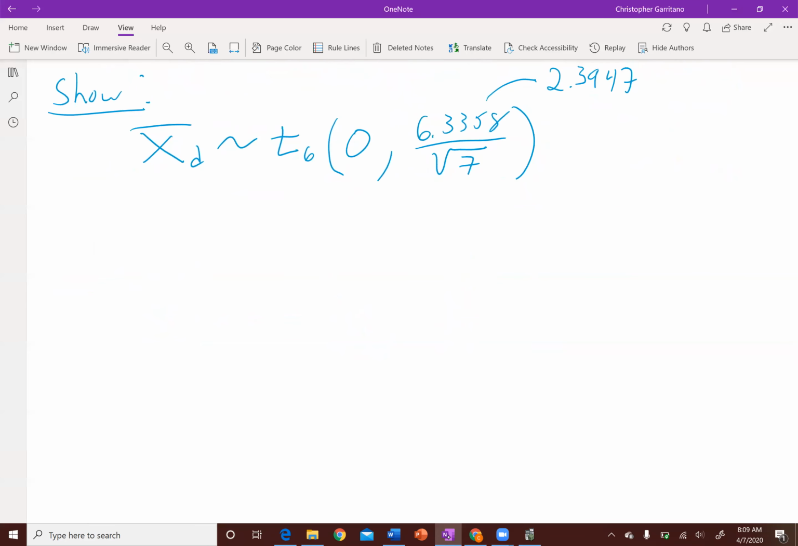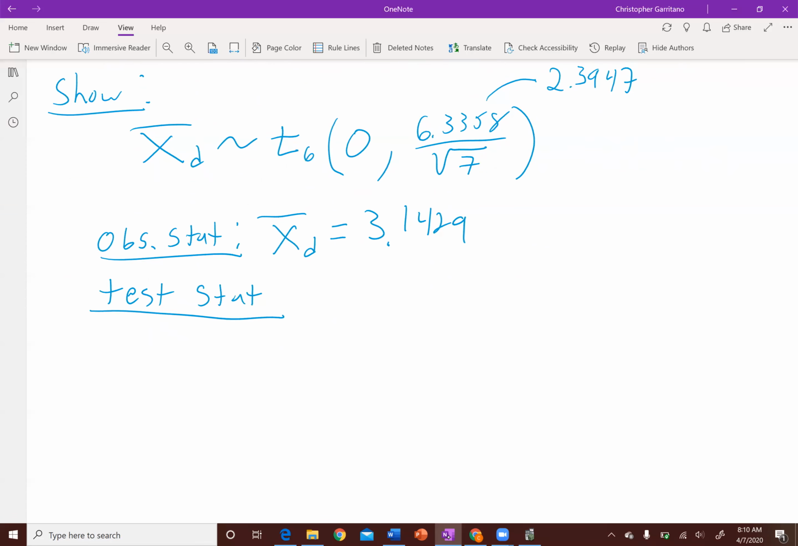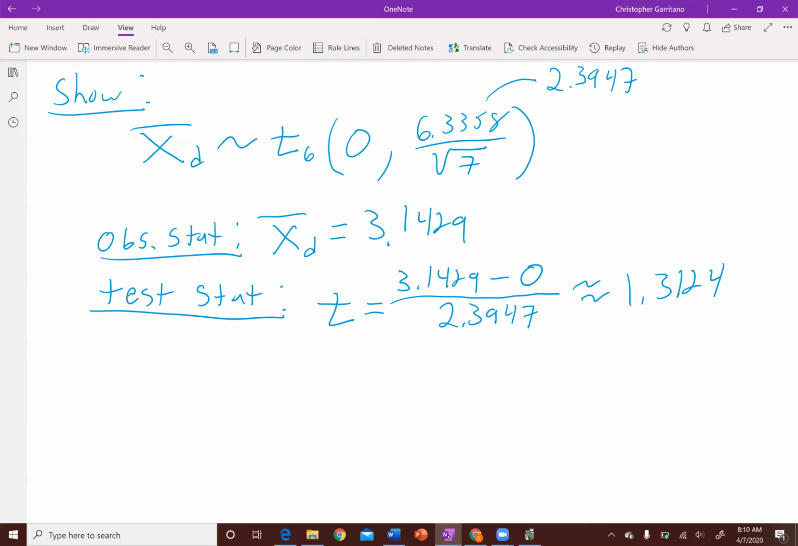All right, so we have the observed stat, which I listed before. That's the X bar D that we observed, and it was 3.1429. Then we have our test stat. That's our T test statistic, and we do the observed minus the mean, which is 0, over the standard deviation, or in this case, we would say standard error since we're talking about a sampling distribution. And so the test stat is approximately 1.3124.